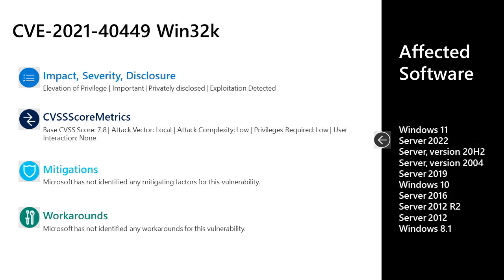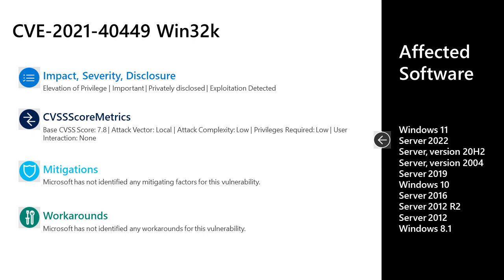Finally, the last CVE we'll discuss is CVE-2021-40449. This is an elevation of privilege vulnerability in the Win32K component. This is another important severity vulnerability, privately disclosed to Microsoft. However, one thing that's different here is that this is one of the vulnerabilities where, at the time of release, exploitation was detected.